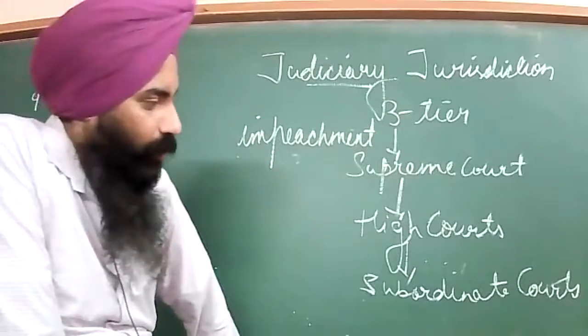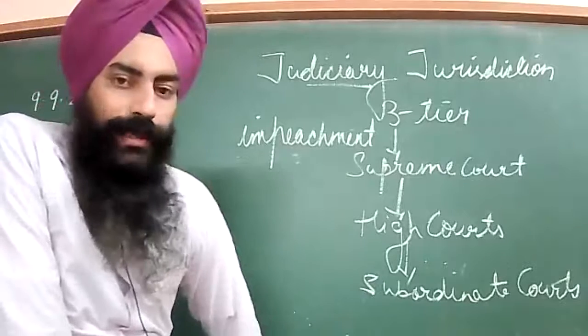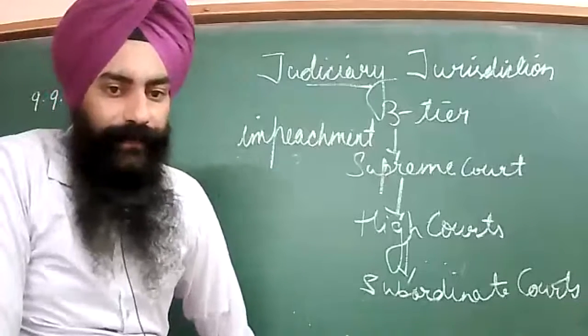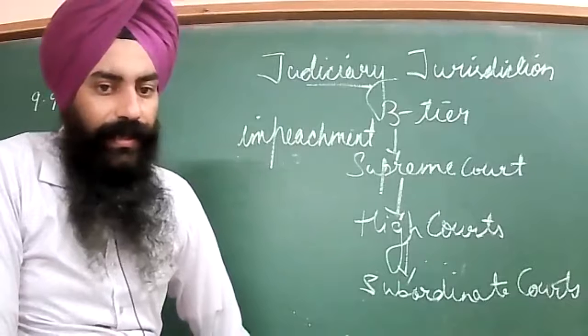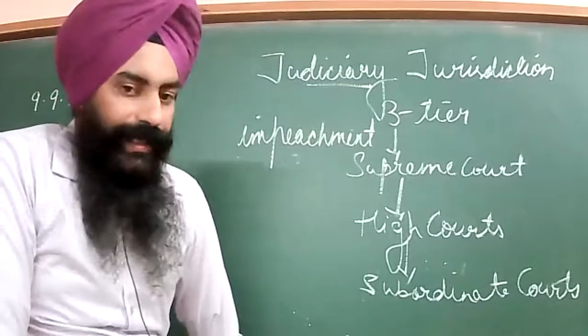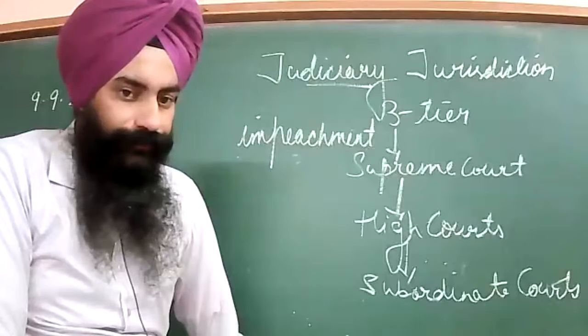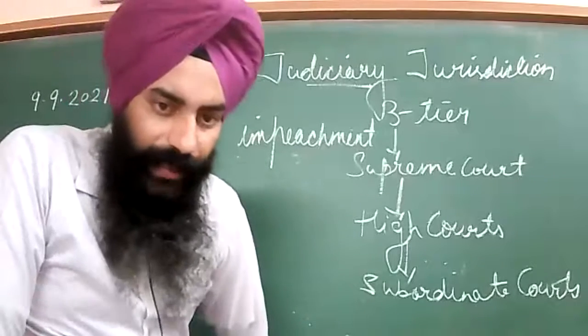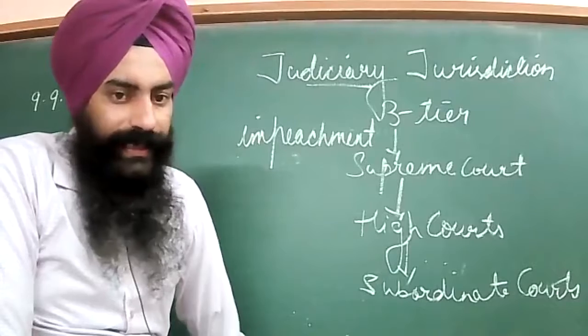Next are the subordinate courts. Such courts are located at a district level. These are the subordinate courts, also known as district courts: district courts, session courts, civil courts, criminal courts, etc.